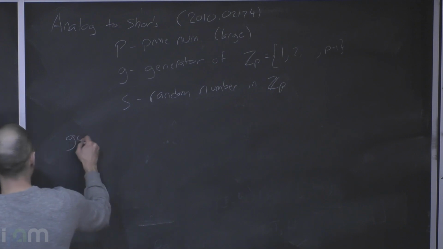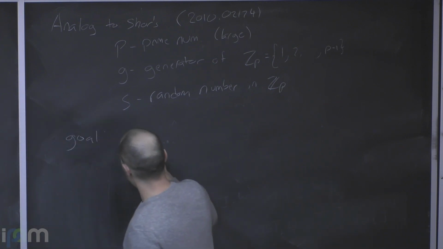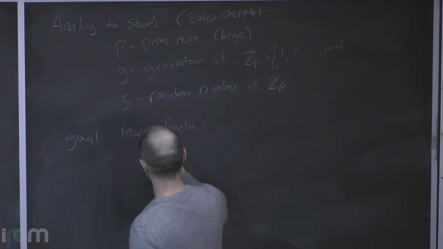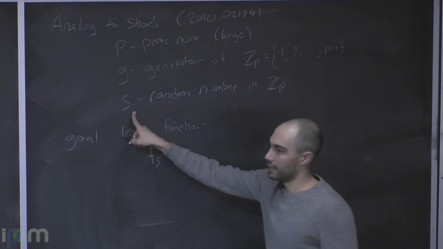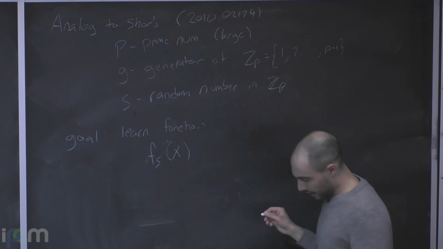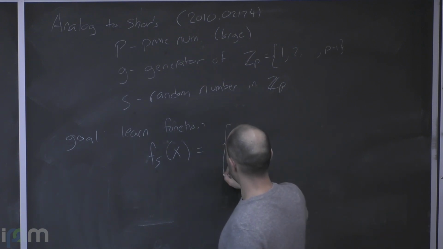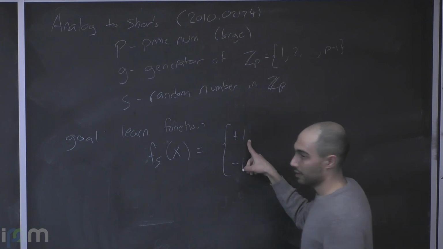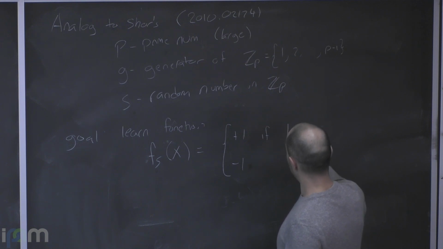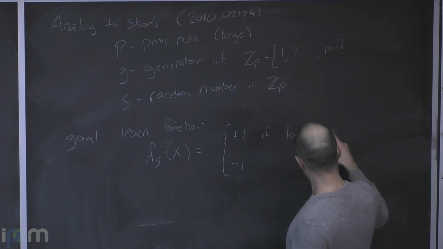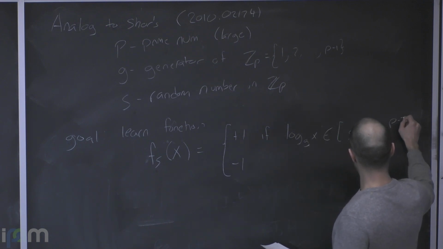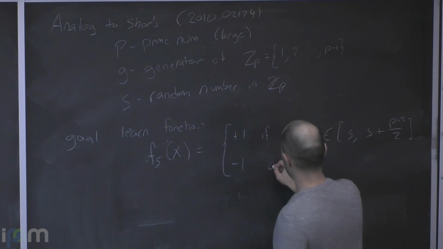What's our goal? We want to learn a function. So if we want to learn the following function, f, which is a function of our number s. It takes in some number x in Z_p, and it outputs one of two possible things. It outputs +1 or -1. Outputs +1 if log_g x is in [s, s plus (p minus 3)/2], and -1 otherwise.